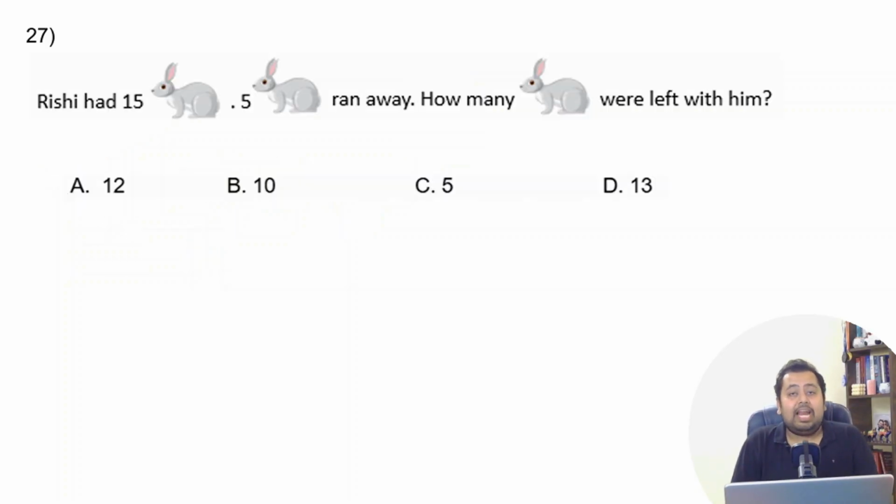Rishi had 15 rabbits, right? 5 rabbits out of them ran away. How many rabbits were left with them? We have already solved such a question. Very simple subtraction problem. Solve it and we meet the other side.